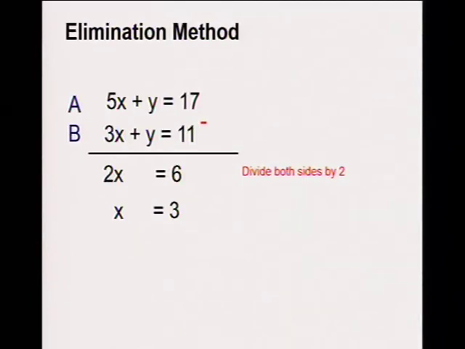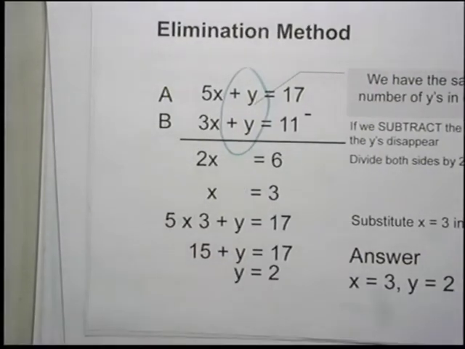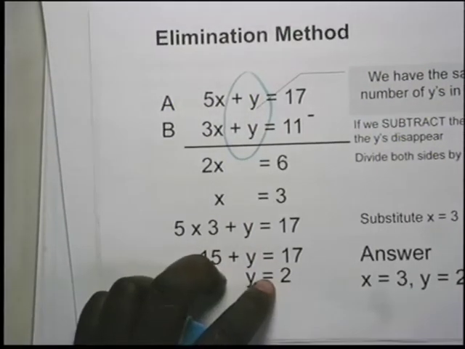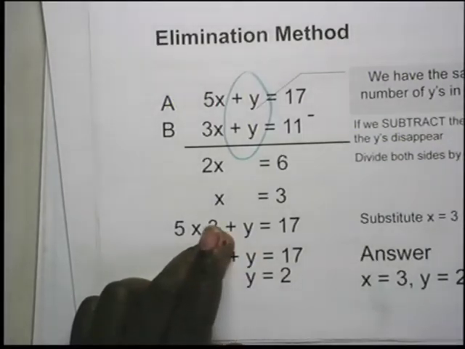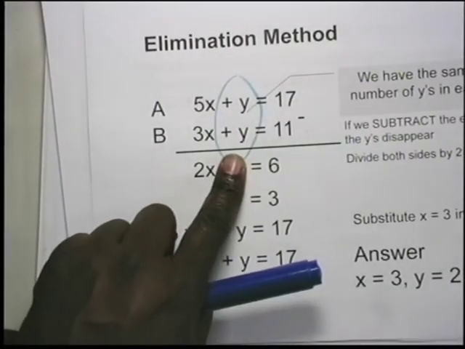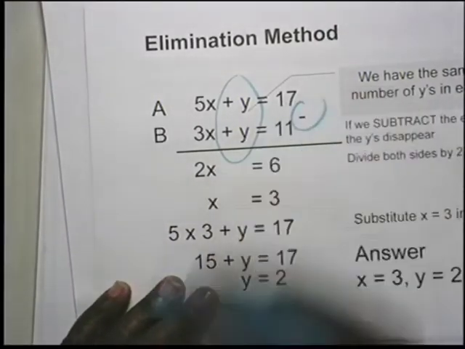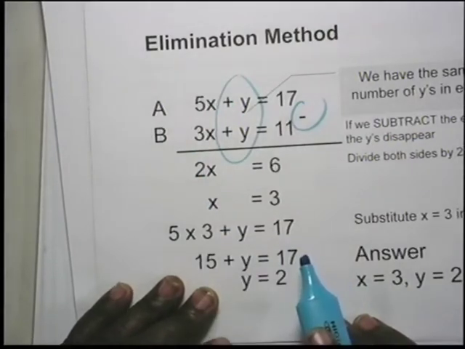When we are given such an example, what we simply do is look at how we can eliminate one of these variables. Let's look at y again. We've got plus y and plus y in the two different equations. If we want to get rid of one of them, one should be negative. So we multiply the one below by a certain number, or we just subtract, the top one less the one below. We're saying A minus B. Let's see what happens.